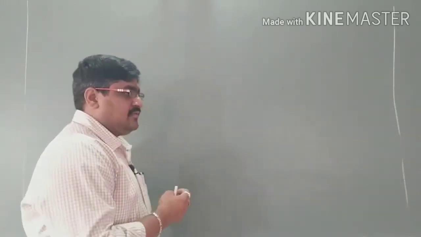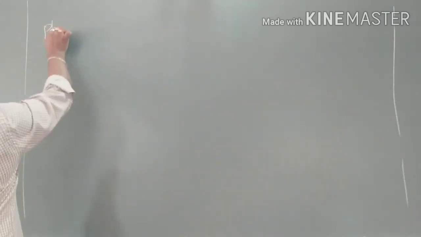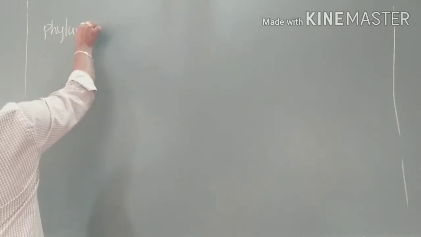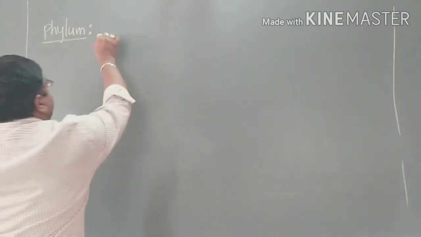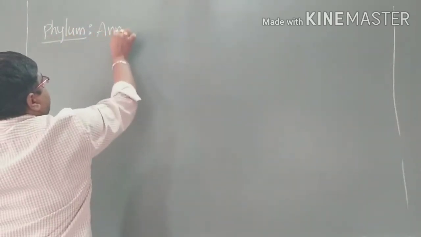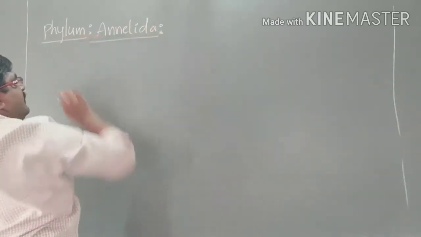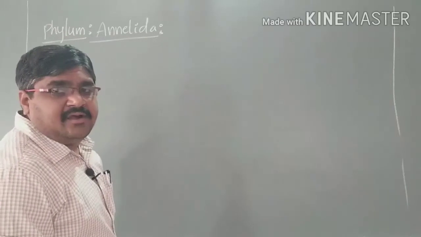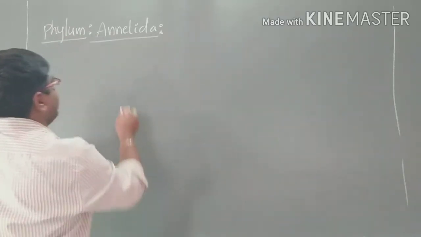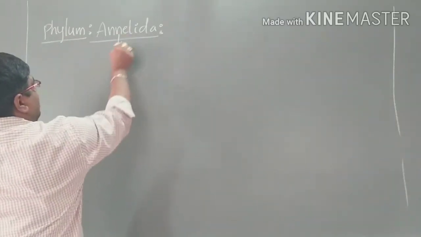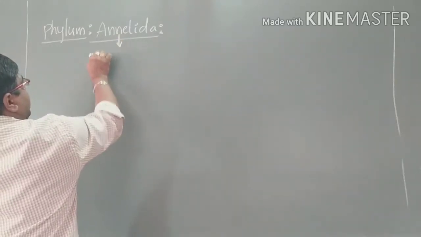Now coming to the next phylum, that is phylum Annelida. Here in the phylum Annelida, annulus means ring-like. That means the organisms will have an annulus.